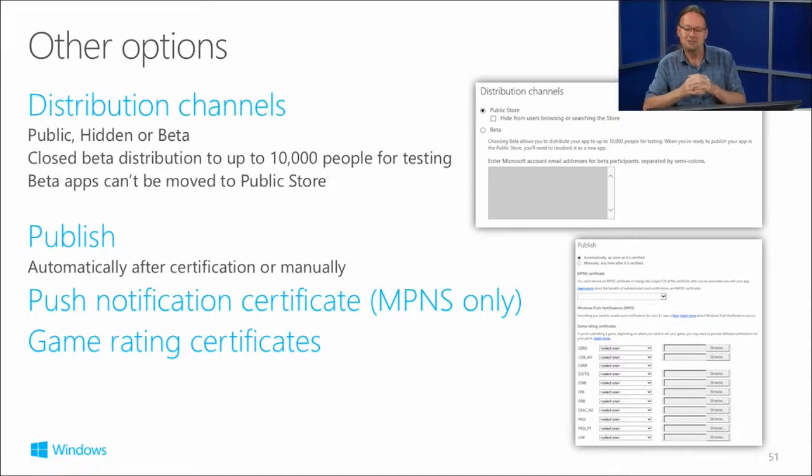Or beta, as we say in the UK, or beta, as you say over here. That means you just put in the email addresses of Microsoft accounts, like a Hotmail or Outlook.com, and they can install the app for a period of testing. It never expires, so you can have apps that stay in beta forever. But with beta apps you can't bump them up to go into the public store, so you'd actually have to go through a new submission process. Beta apps don't go through the full testing that public ones do.